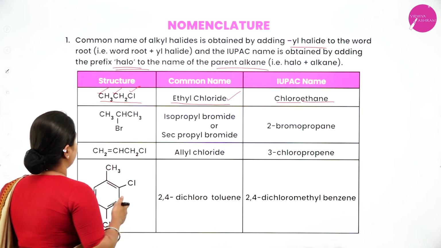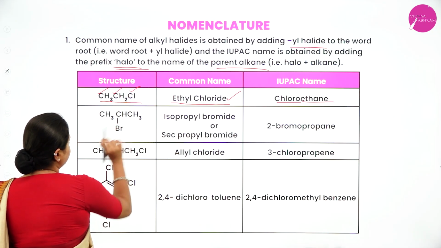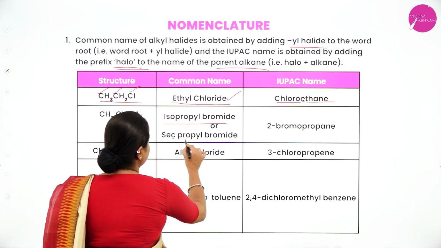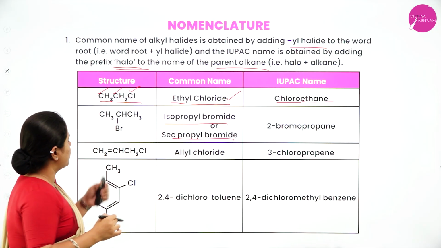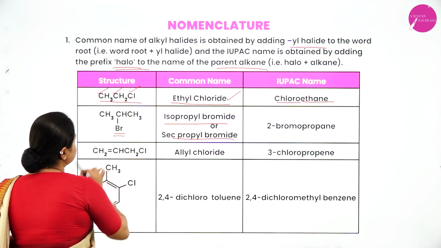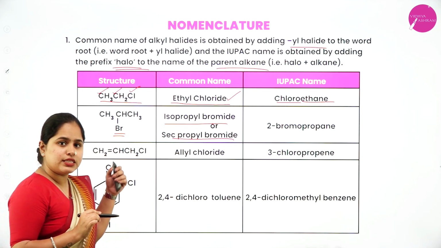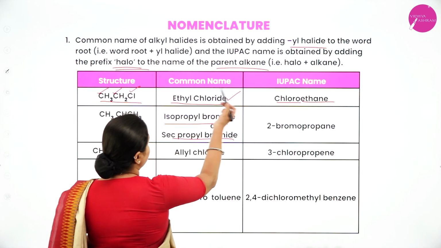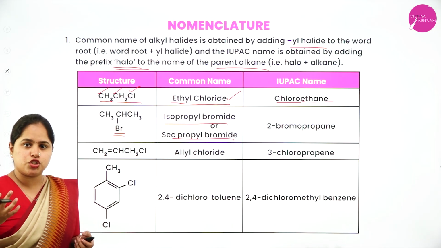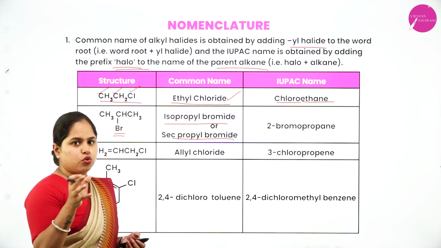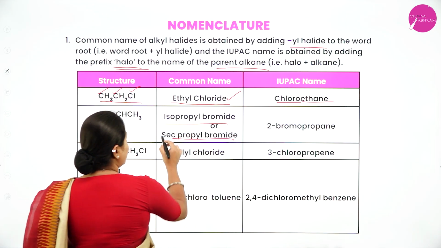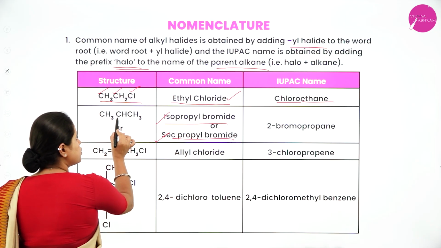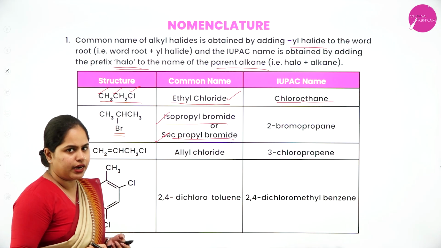Let's move on to the next example, CH3CHBrCH3. The common name is isopropyl bromide or secondary propyl bromide. As you can see here, on the second carbon atom you have a bromine. So this is called isopropyl or secondary propyl bromide. In the same way, it should be yl halide attached to the root word. That is why you can name it isopropyl or secondary propyl bromide, because the bromine is attached to the second carbon atom.